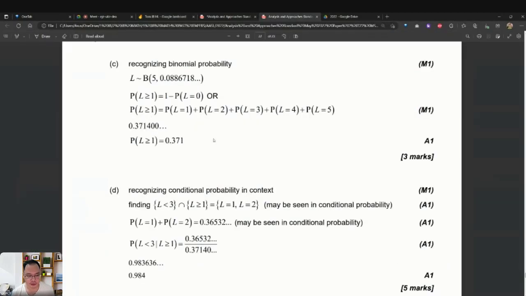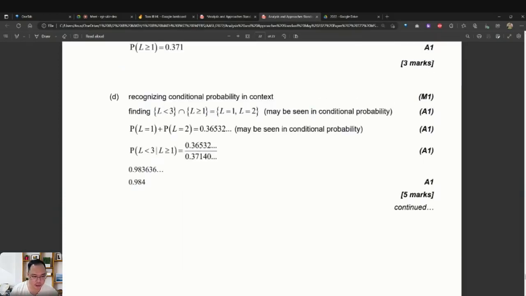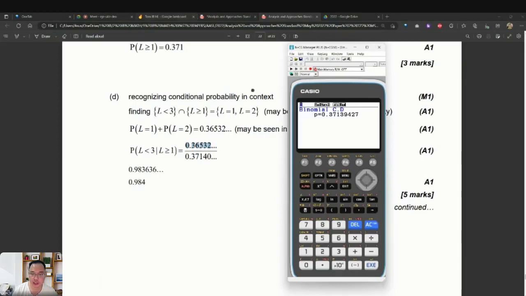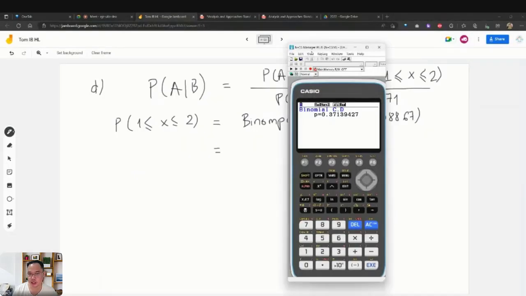let me check the mark scheme first. Binomial greater than 1. No, this is C. This question is C. Okay, they're doing the conditional here. Yes, this is the formula of the conditional probability. And for this solution, the top, I'm hoping that my calculation on this calculator will equal this value, meaning I'm calculating the probability on the top here.